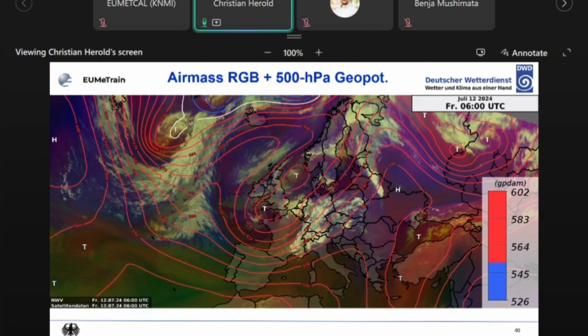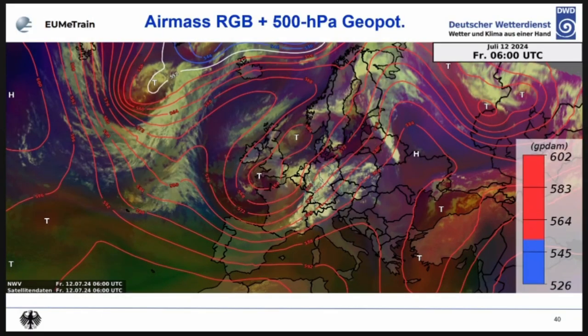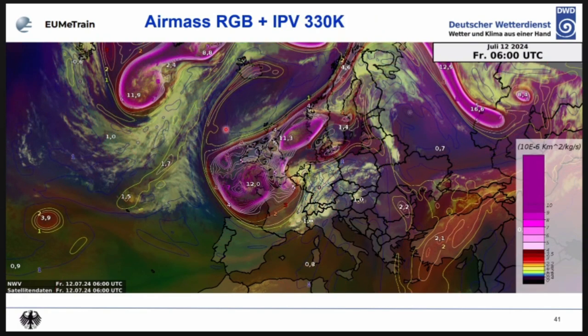I will start with the Airmass RGB and the 500 hectopascal geopotential. And you see this strong long wave trough over Western Europe, and Central Europe is ahead of this trough. And there's a stronger blocking high pressure system over eastern parts of Europe, and the circulation pattern remained all summer, and this southwesterly flow will go on. And here the IPV values, you can see this well pronounced trough here.